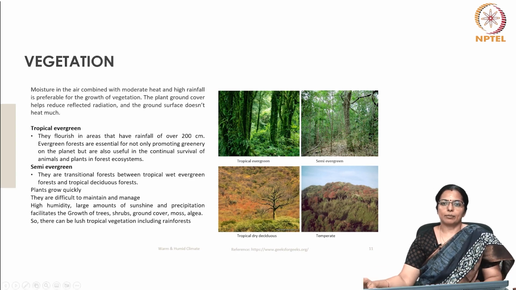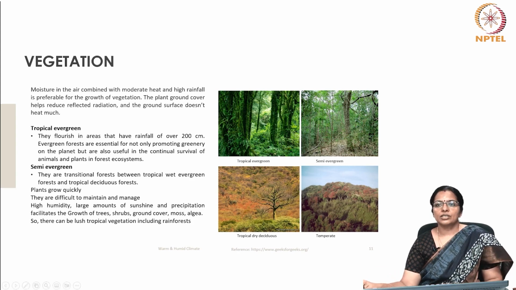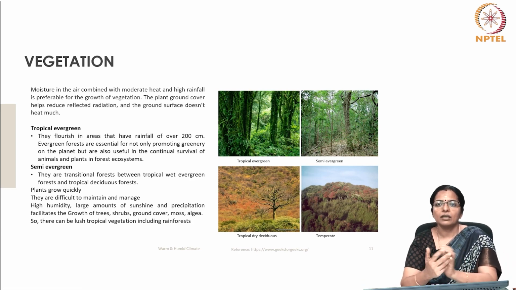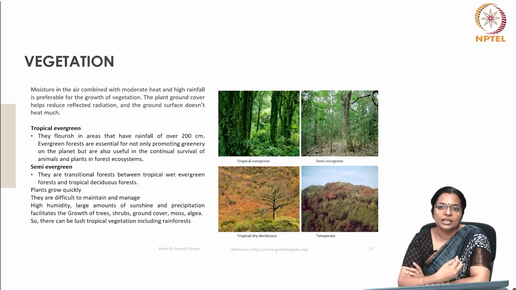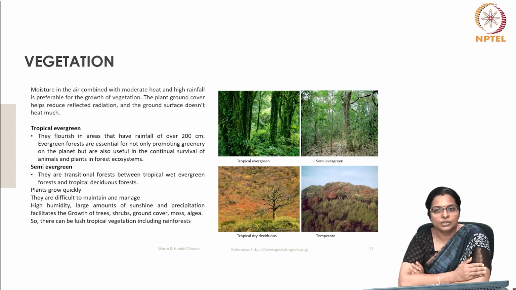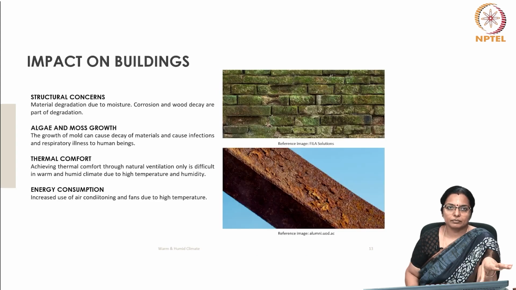And if we look at semi-evergreen, these are transitional forests between tropical wet evergreen forest and tropical deciduous forest. Plants grow quickly. They are difficult to maintain and manage in this kind of a scenario. High humidity, a large amount of sunshine and precipitation facilitate the growth of trees, shrubs, ground cover, moss, and algae. So there can be lush tropical vegetation.